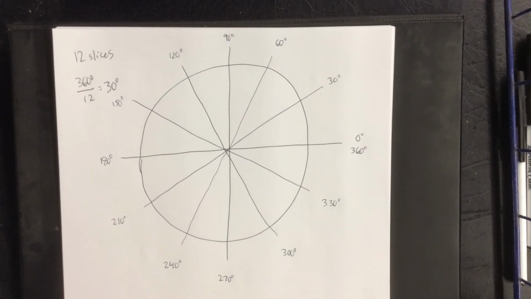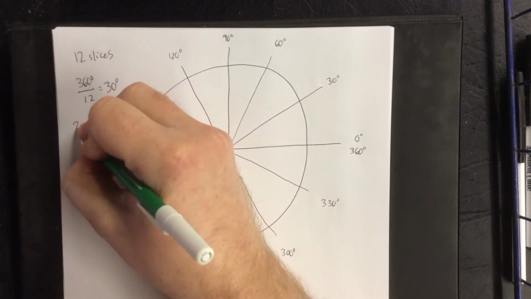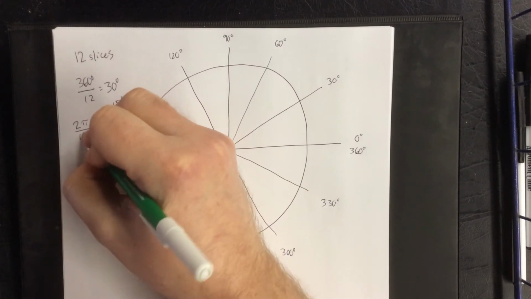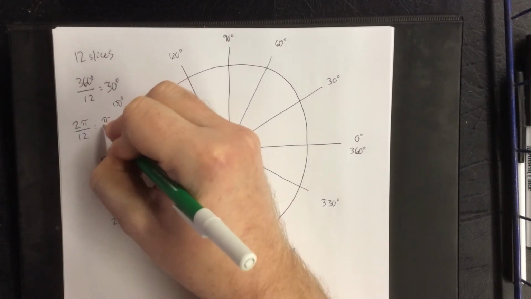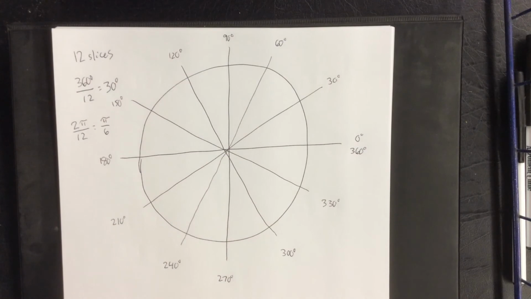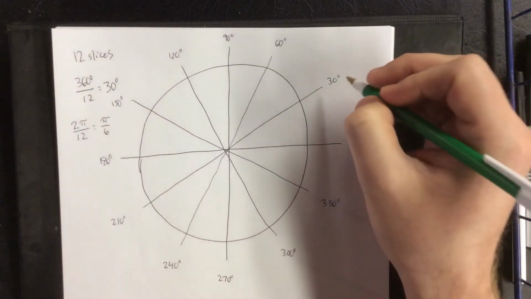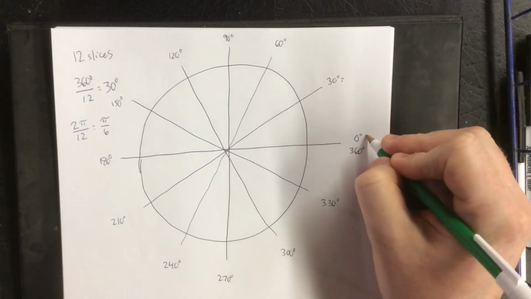Now, in terms of radians, I just took 2 pi, split it into 12 equal parts, which means each of those parts is going to be 1 pi over 6. So I'm going to start counting up by pi over 6 at a time. If I can reduce it, I will do so.